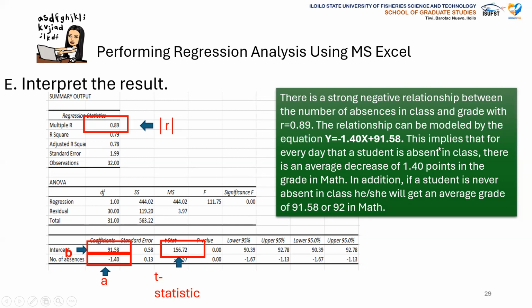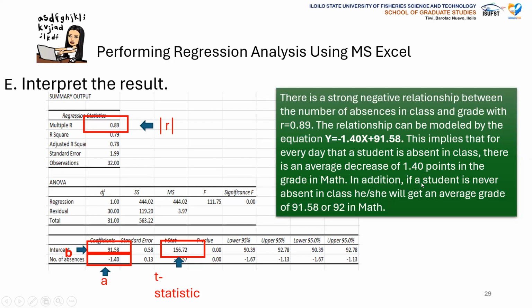This implies, based on what we mentioned earlier, that for every day that a student is absent in class, there is an average decrease of 1.40 points in the grade in math. Why decrease? Because of the negative slope. If it's negative, then your multiplier here is negative also. But the R shown is an absolute value, that's why you cannot see the negative.